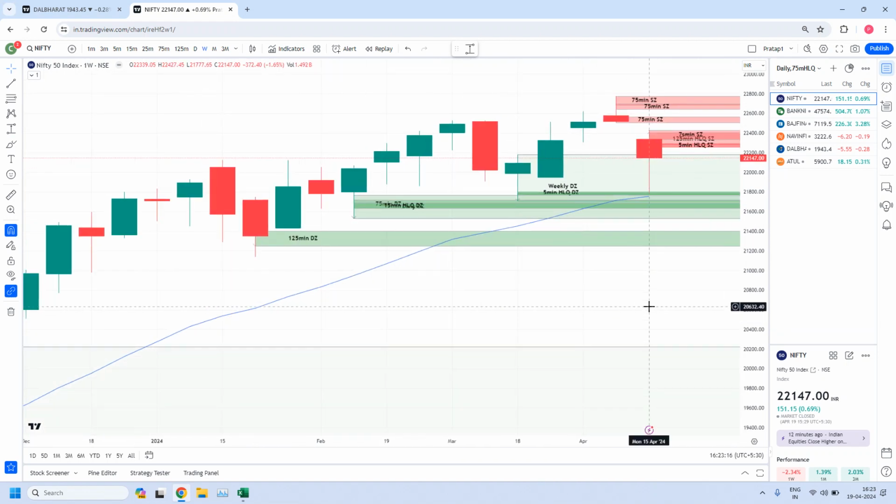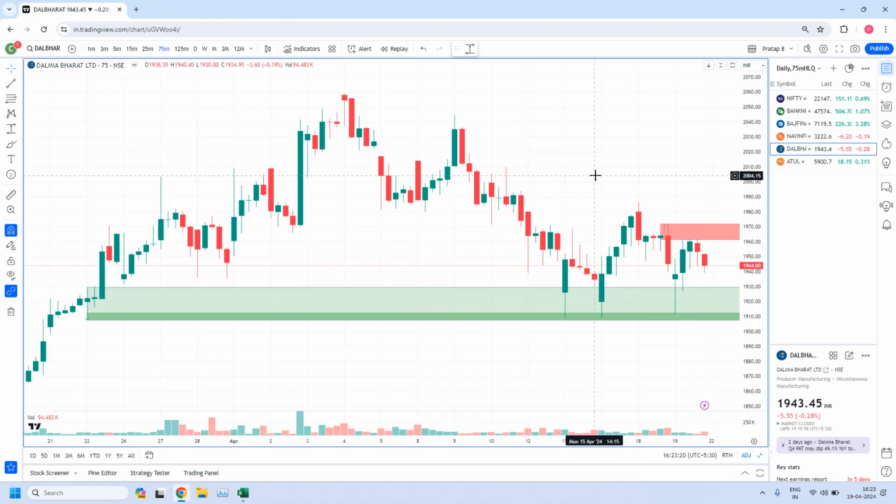So now let's get into our high liquidity zone analysis. We got 2 trades from our yesterday's report. First one is Dalmia Bharat. It is a very tricky trade, an interesting trade. I don't know how many of you really spotted this particular trade.